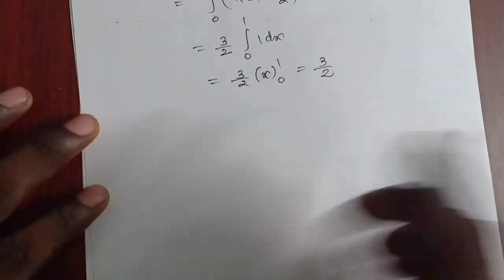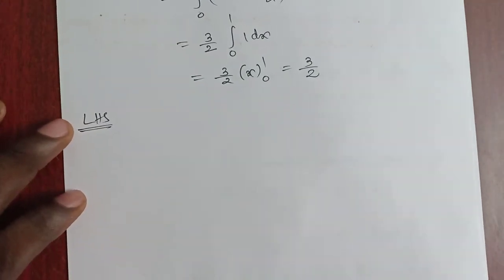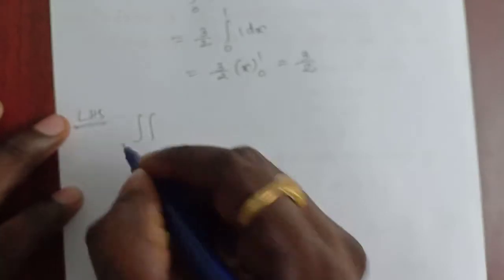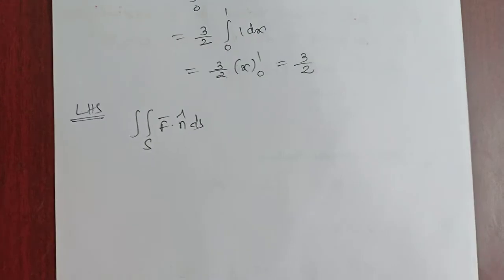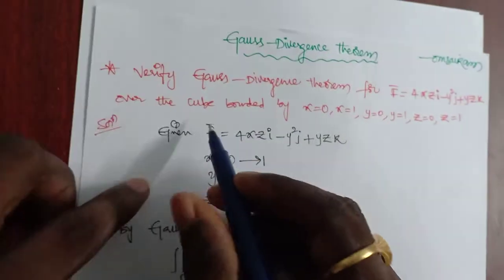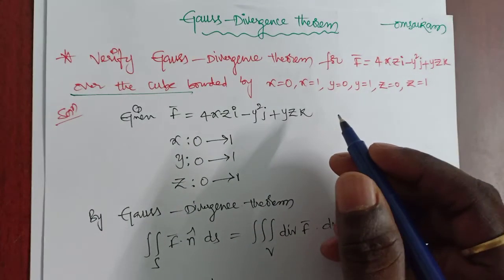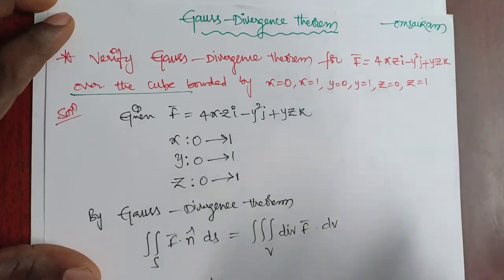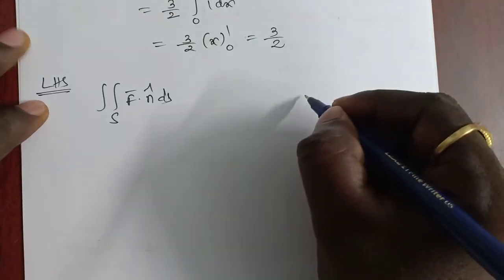Now coming to the LHS, which is the double integral over the surface S of f bar dot n cap ds. Now coming to the cube, it is given over the cube having the boundaries 0 to 1, 0 to 1 and 0 to 1. So using the boundaries we will construct a figure like this.